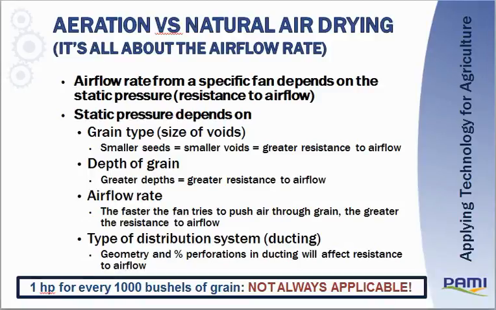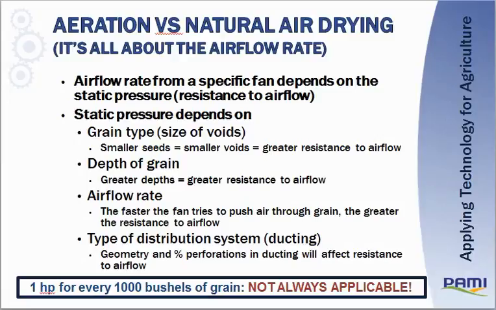Number 2 is the depth of the grain. Obviously, the greater the depth of the grain, the further the air has to pass, so the greater the resistance to airflow. Number 3 is a little bit counterintuitive, but really the airflow rate itself also affects static pressure, which then affects airflow rate. Basically, the faster the fan tries to push air through the grain, the greater the resistance to airflow. This will become clearer later on when I talk about estimating static pressure with the available charts. The last thing you need to think about is the type of distribution system, or the ducting. The geometry and the percentage perforations in the ducting are all going to affect the resistance to airflow, and I'll talk about that in a little bit as well.